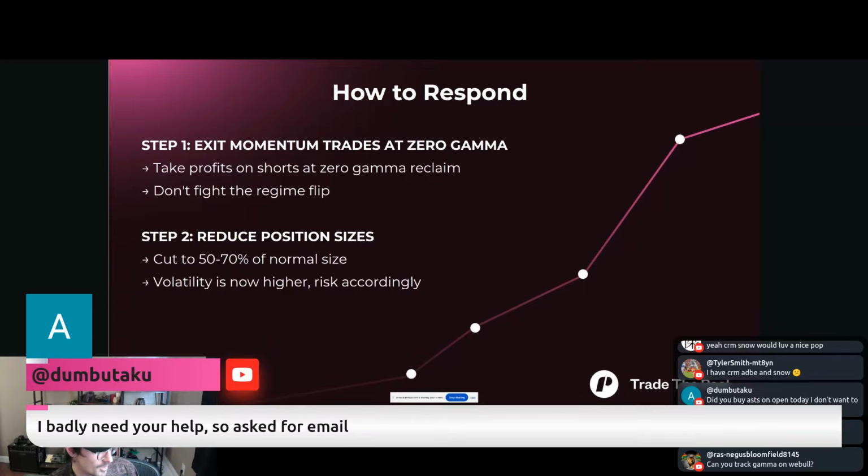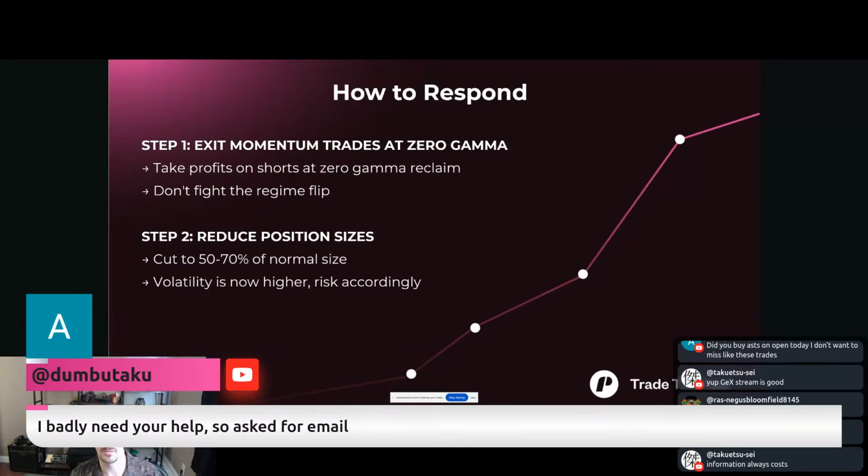You cannot track gamma on Webull either. Maybe they do have some rudimentary tool now, but I haven't seen anything. In general, it's going to be going paid soon. And I'm not affiliated with any of these guys. I'm just a retail trader telling you what I use.